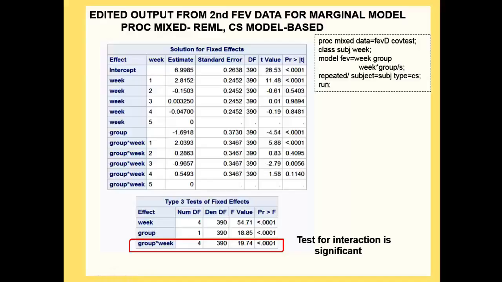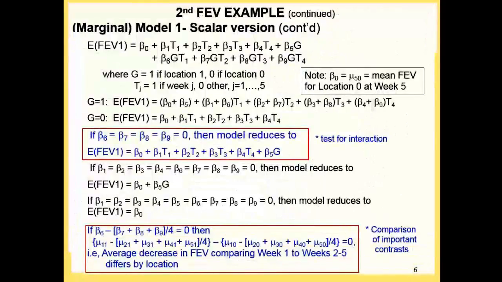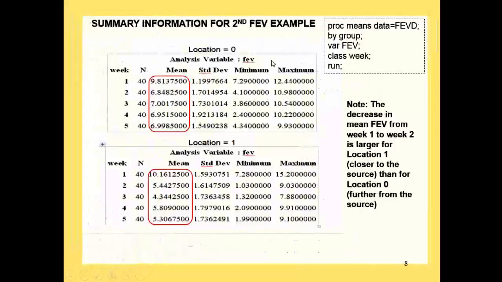Then I've got week times group. So what's that? Is that one variable? No, it's one term, but it involves how many real variables? It involves group times T1, group times T2, and so on, so this involves the 4 product terms. So what I'm doing is running that model. This model has the 4 T's, the 4 GT's, and G in there. I'm using proc mixed to run this model.